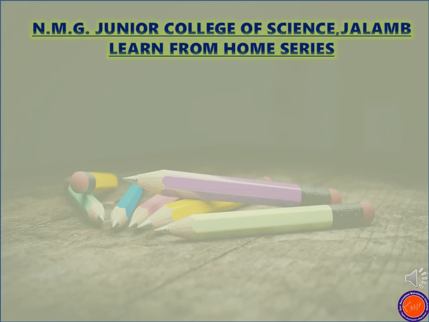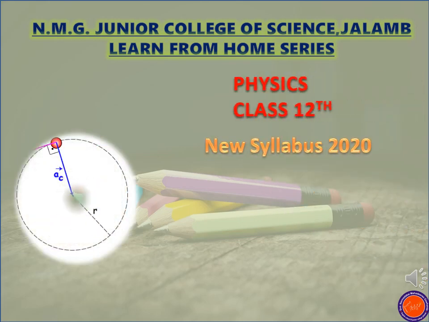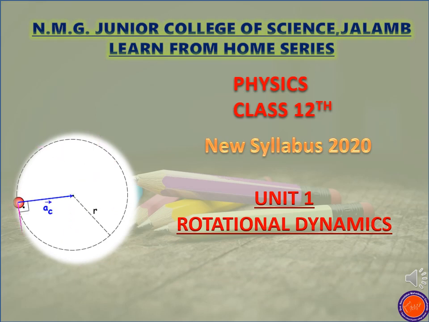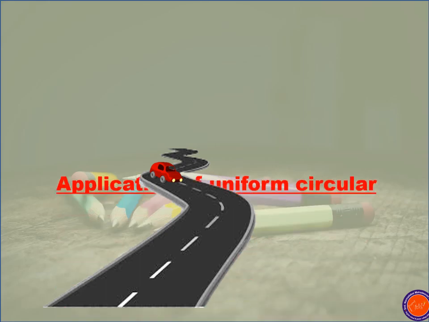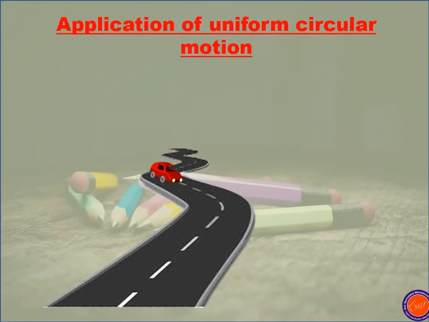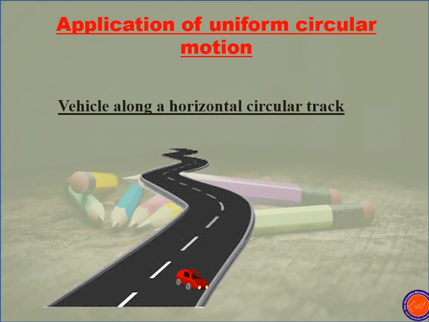Hello dear student, we study part 3 rotational dynamics. In this video, we are going to study applications of uniform circular motion. The first application: vehicle along a horizontal circular track, and what should be the maximum speed on a curved road.